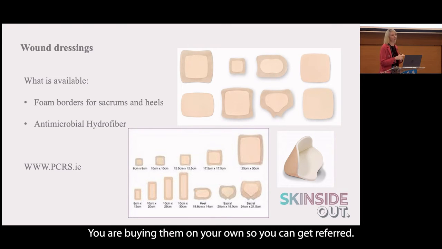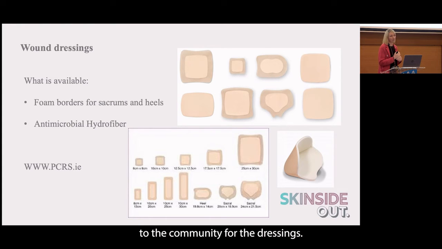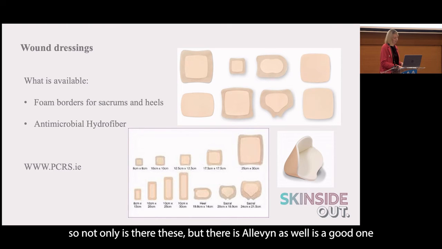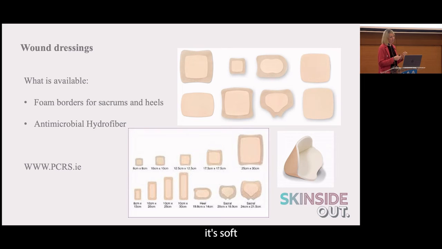So you can get referred. I was talking to a tissue viability nurse in our department, and she refers all patients to the community for the dressings. So you can ask your healthcare provider, can you be referred? All they need is a letter to send to the community nurse. And there are different foam borders. So not only are there these ones, but Allevyn is a good one as well. It's soft, and it has a silicone backing dressing, so it doesn't hurt the surrounding skin.